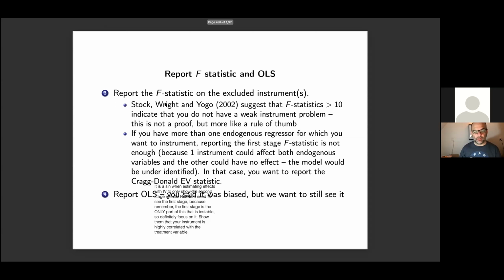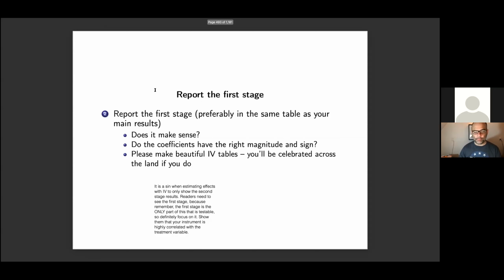I think I left something out. Yeah, here we go. All right. So report the first stage. This is a personal preference of mine.